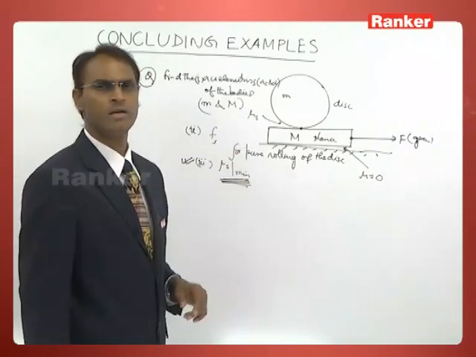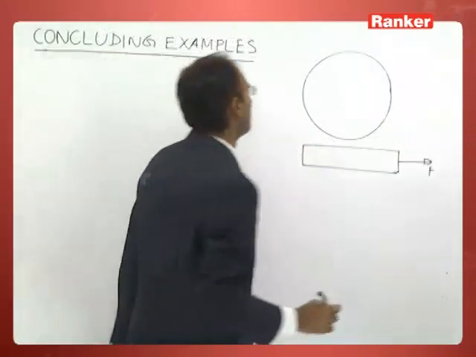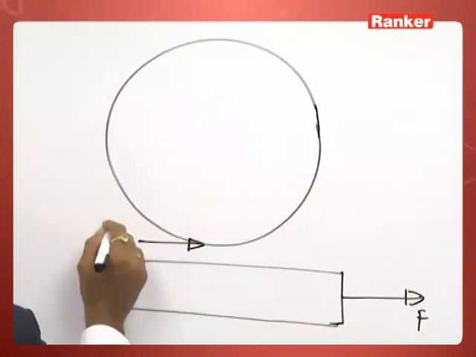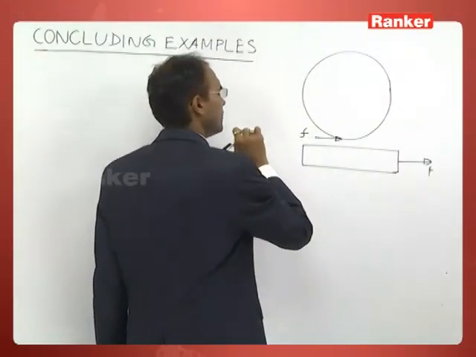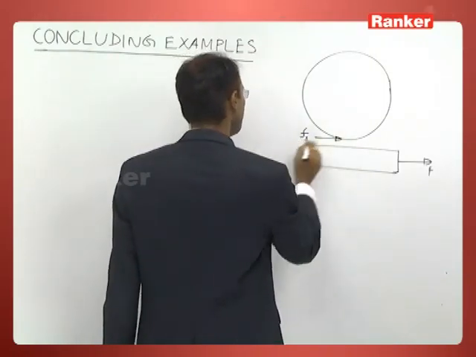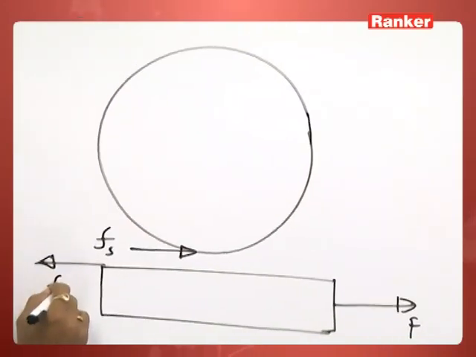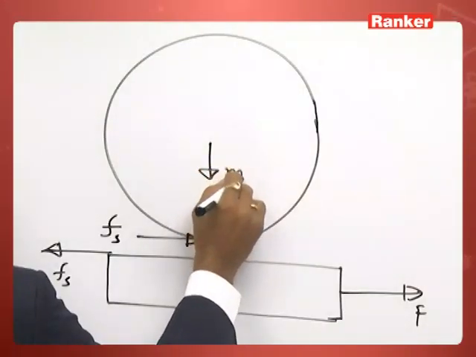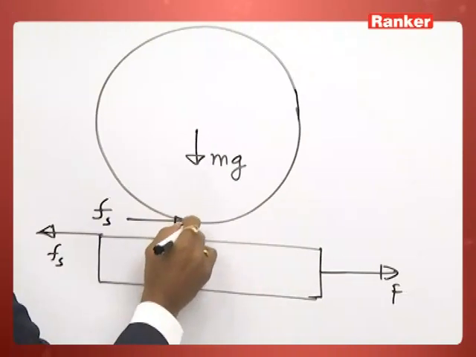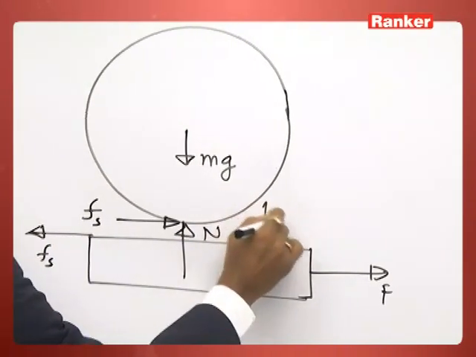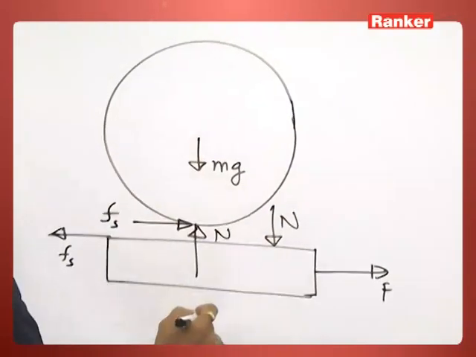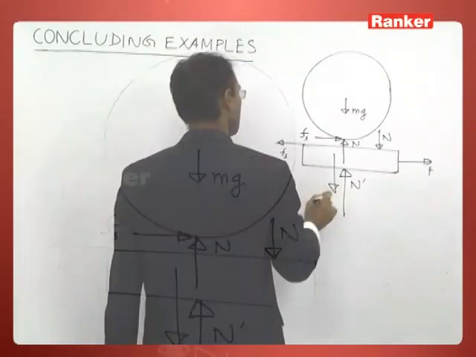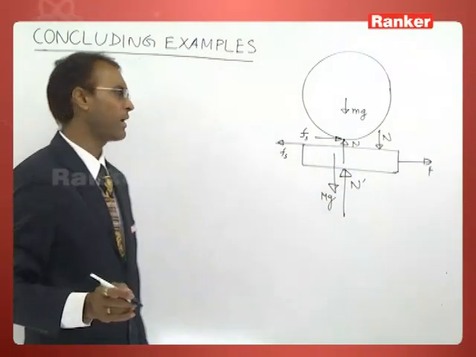Let us draw the FBD and write the equations first. On the disk, let us assume that the force of friction is directed towards the right. If we assume like this, on the plank the force of friction will be directed towards the left. Gravity of the disk, normal reaction acting on the disk, normal reaction acting on the plank due to the disk, normal reaction acting on the plank from the ground, and weight of the plank.